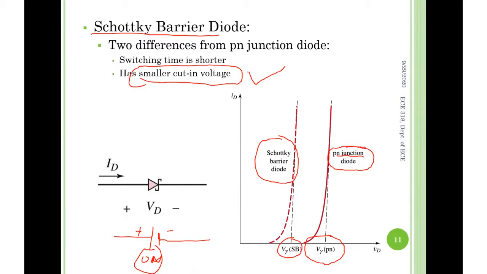We like a smaller cut-in voltage. The smaller the better. It's a voltage barrier, so you need to overcome it. So it's not something good. It's not something good. You're losing voltage in the on state. This is why.